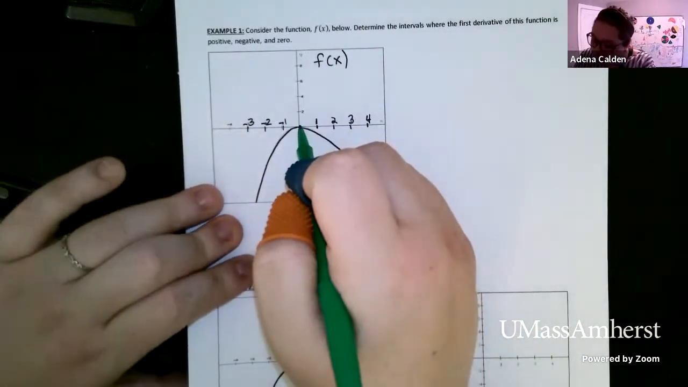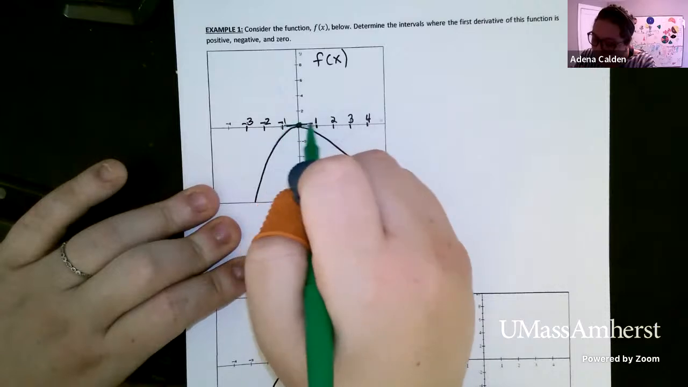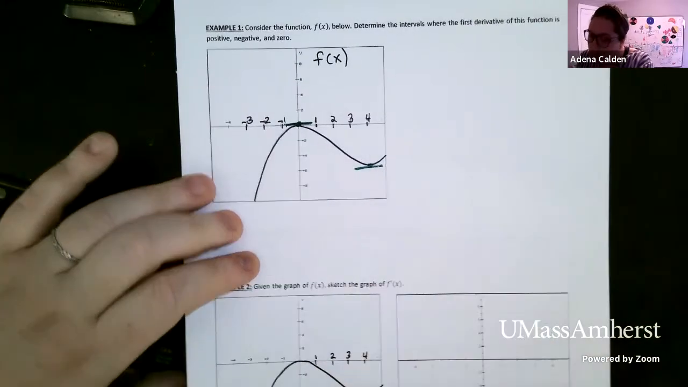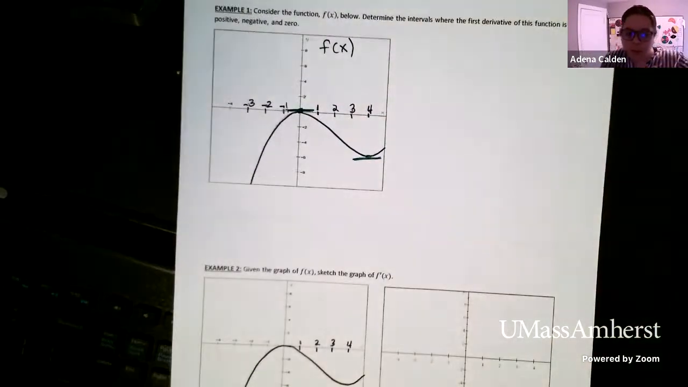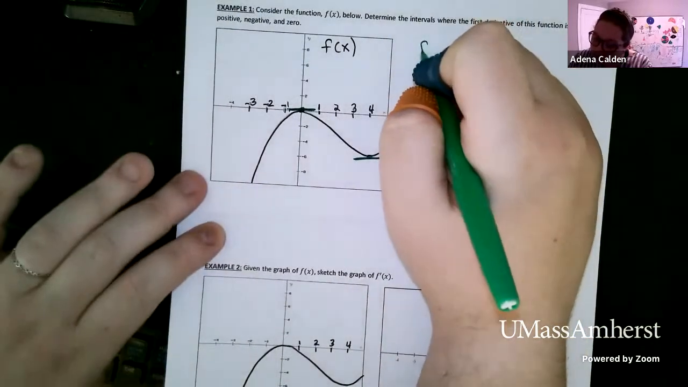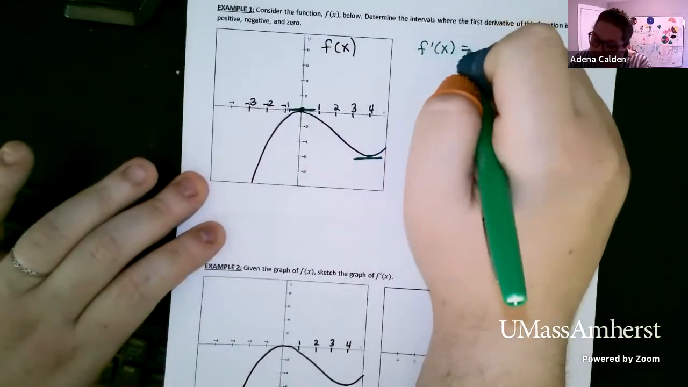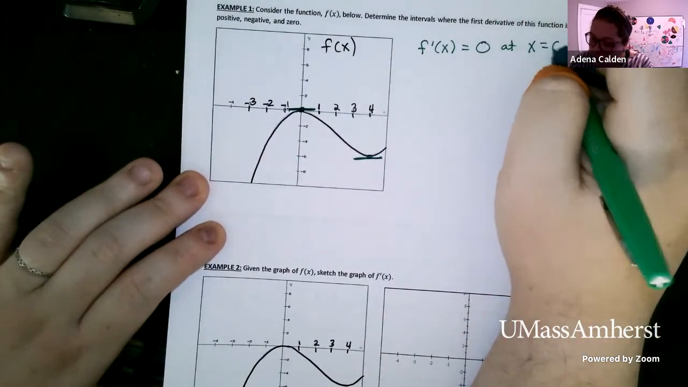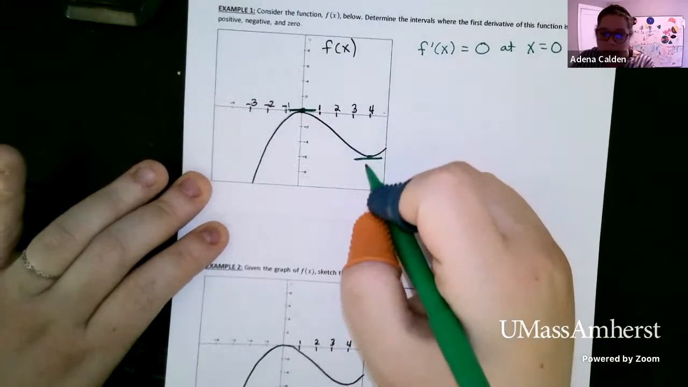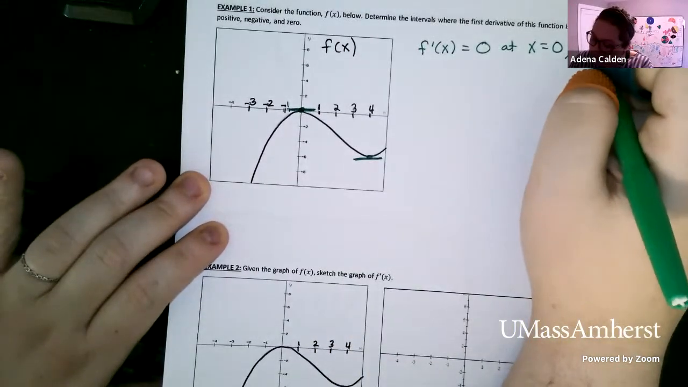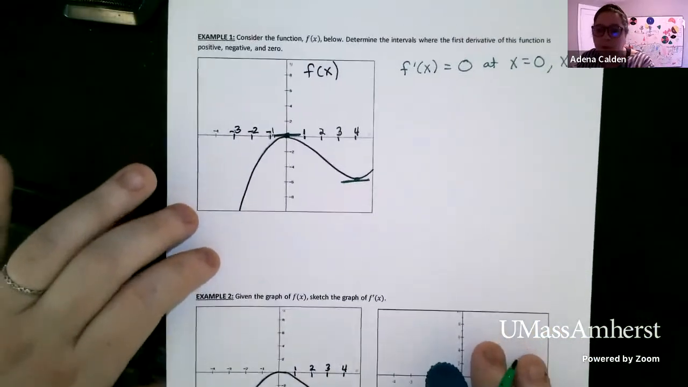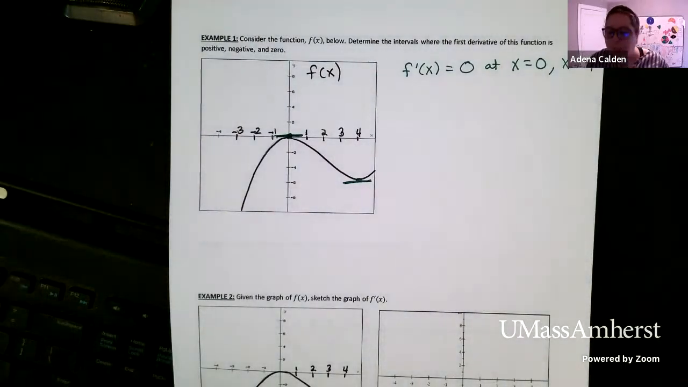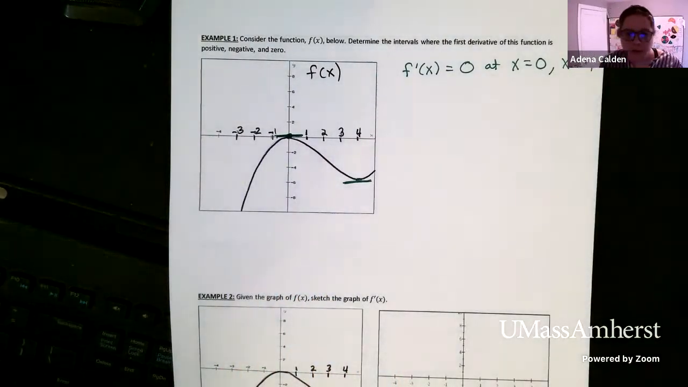So the first derivative is going to be 0 whenever we have a horizontal tangent line, right? So we're going to have one here at 0 and another one here at 4. So the slopes of those lines are going to be 0. So the first derivative is going to equal 0 at x equals 0 and at x equals 4. Okay, so 2 places. And again, the reason I mentioned doing that first is that it helps split up the intervals for the other 2 parts.